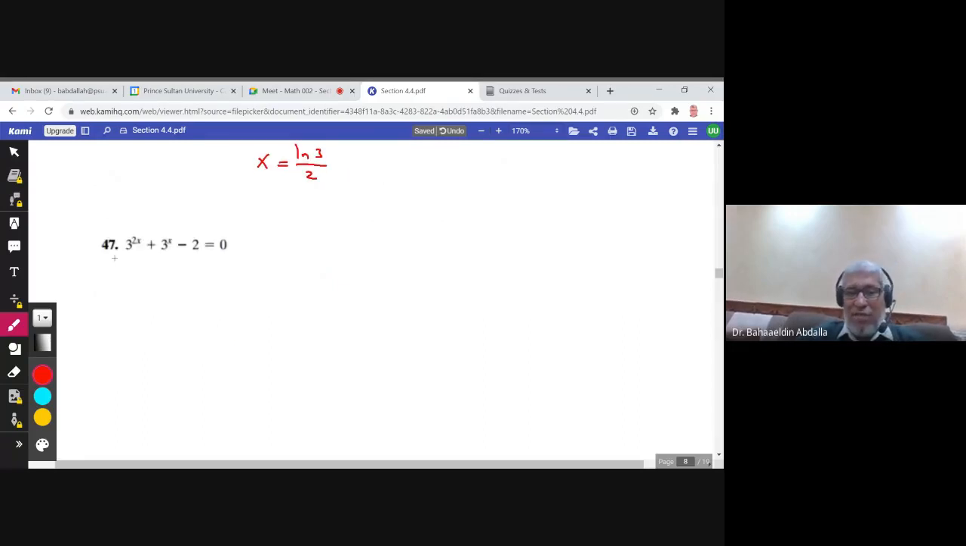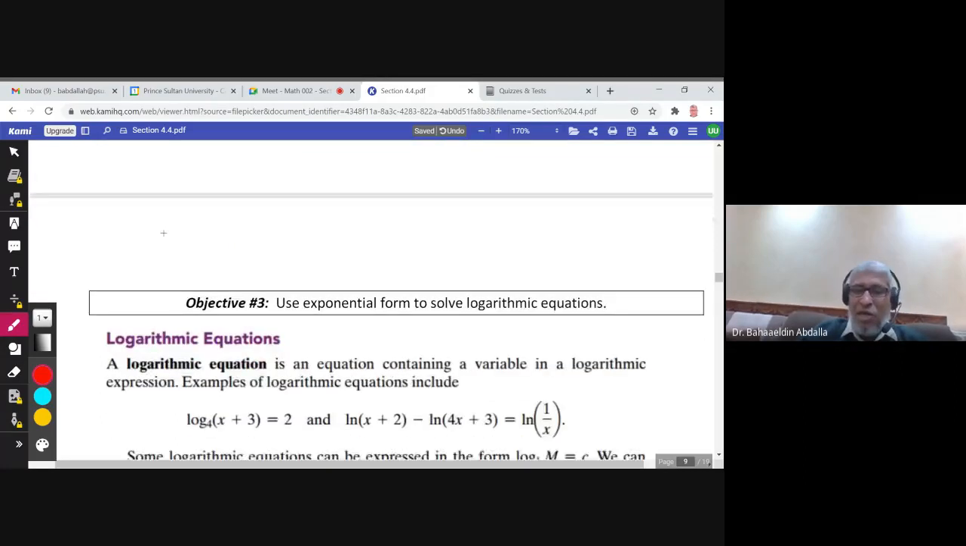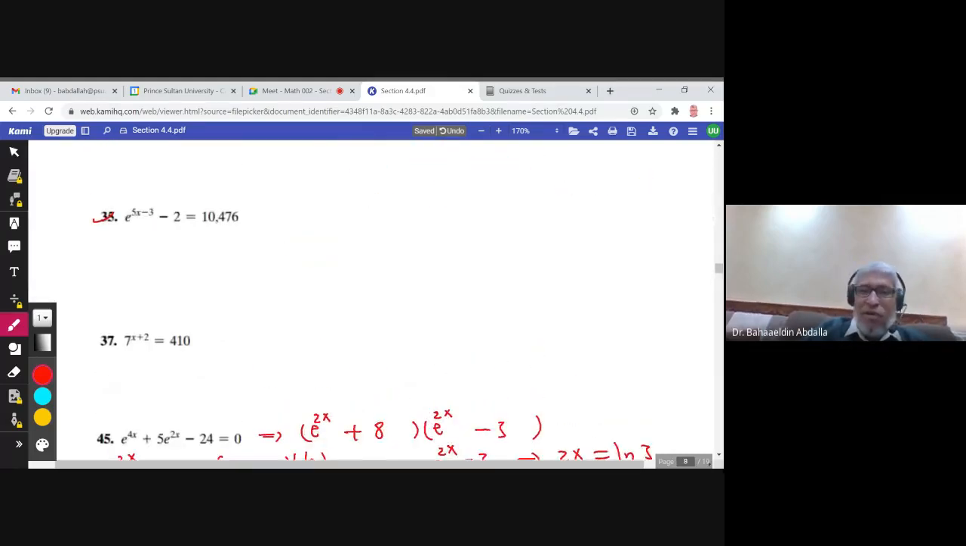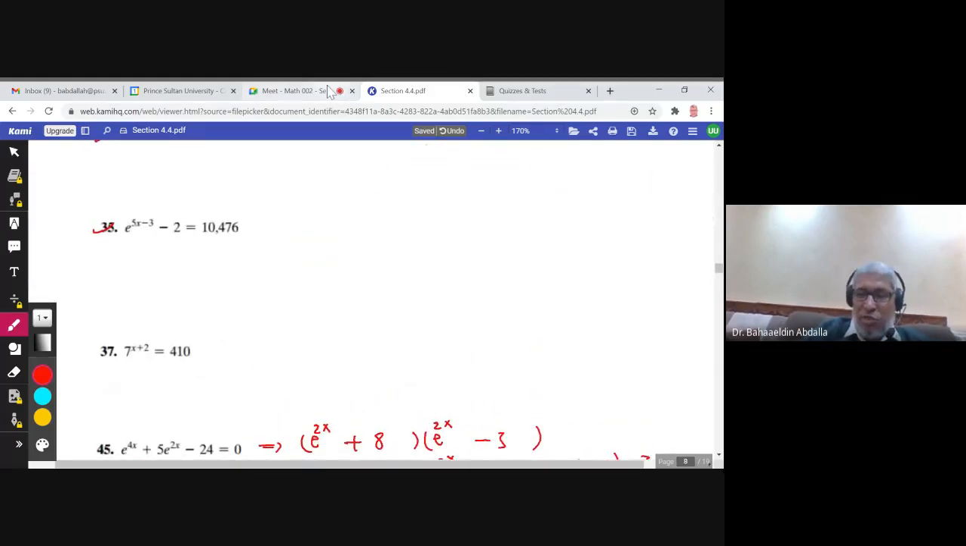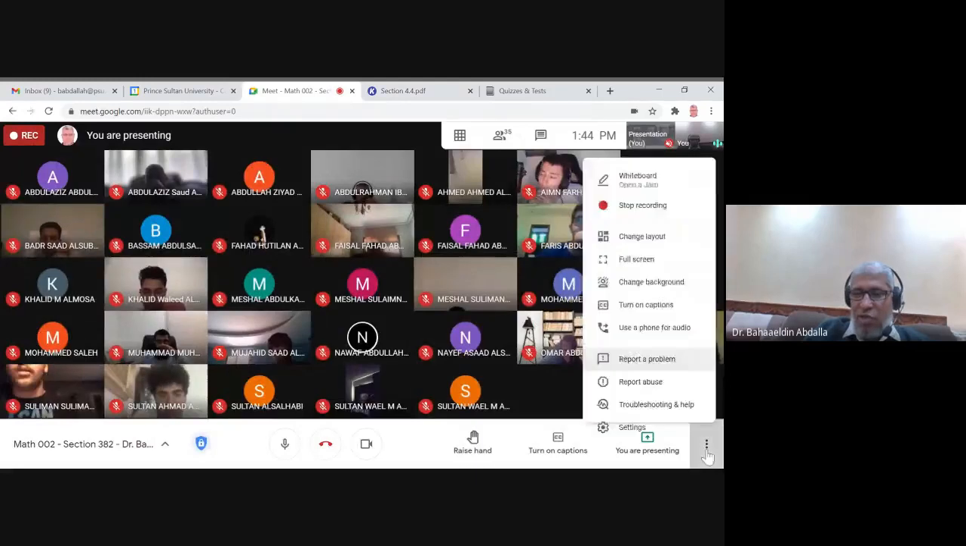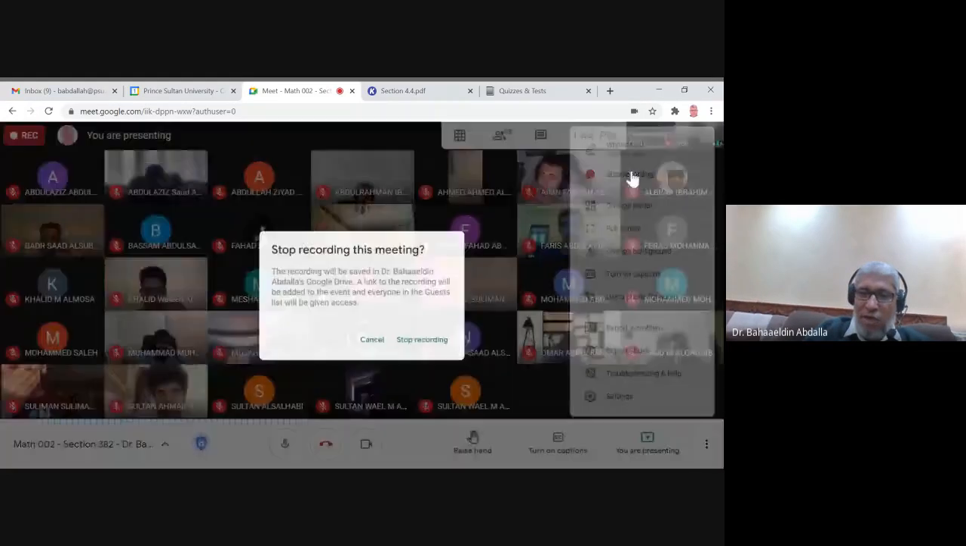I leave 47 for you. You factor immediately and you solve it. The only difference is that the base here is 3, not e. I stop here. We finished objectives 1 and 2. And if you have any questions, feel free to ask.